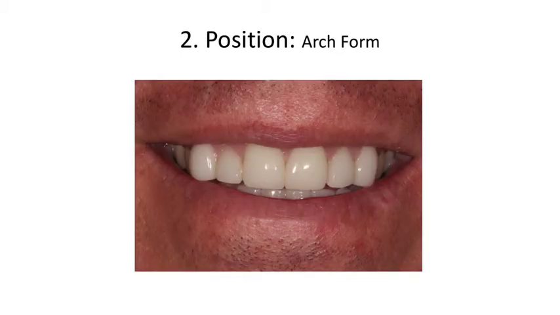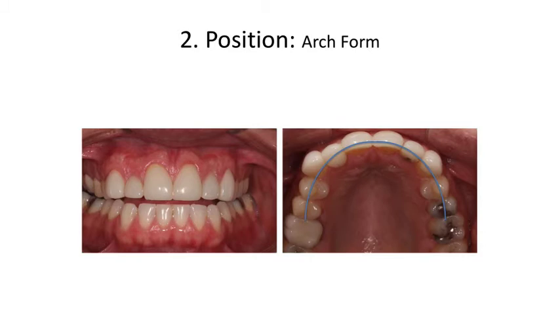The next item under position is arch form. And here we can see a smile that has had 6 veneers placed, and how when arch form is not corrected properly, the result is less than ideal. So by arch form we mean the curve of the arch, and I'll show you another photograph here from a different angle. The one on the right is what we're talking about, the form of the arch.